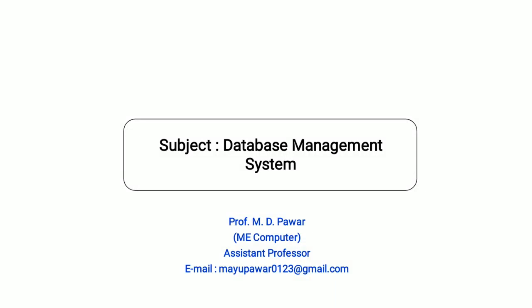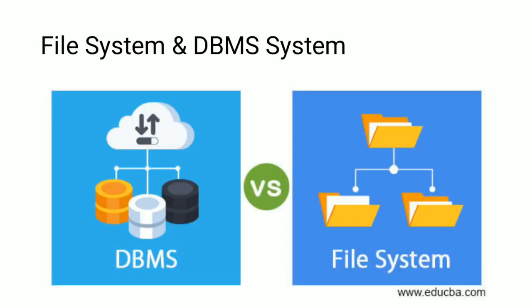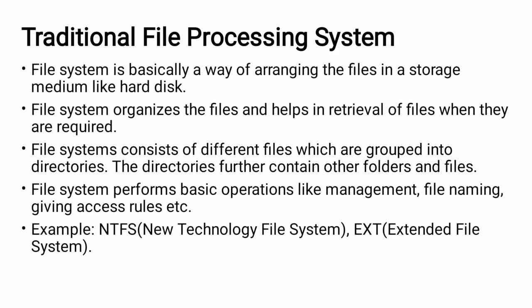We are going to study the DBMS concept, that is file system and database system, and the difference between file system and database management system. A traditional file system is basically a way of arranging files in a storage medium like a hard disk. A file system organizes the files and helps in retrieval of files when they are required. It is just like a folder.